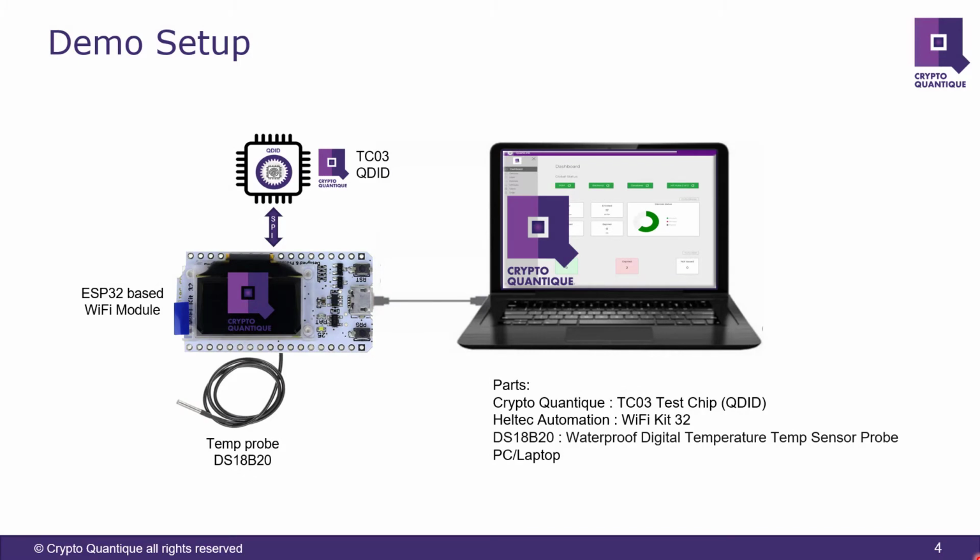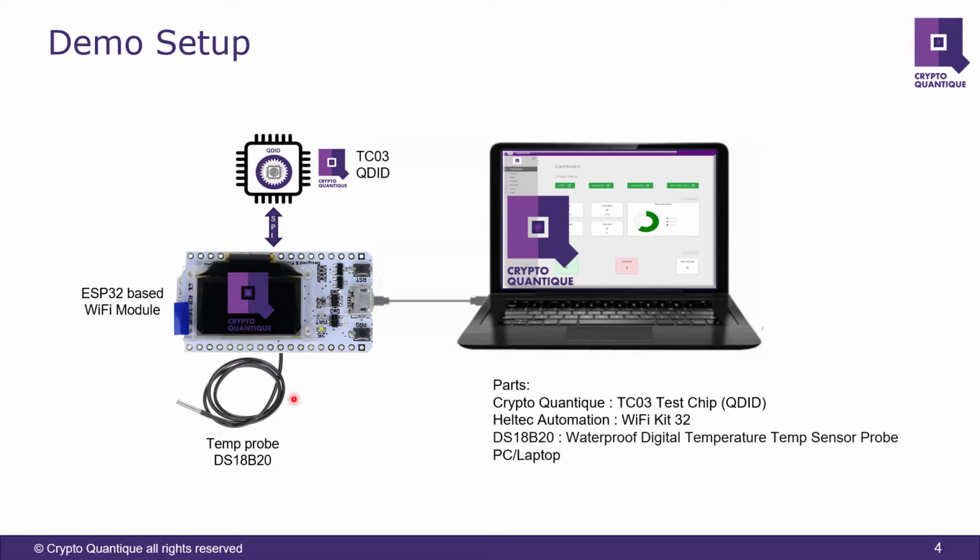Let's have a look at the demo setup that we have for today. Here you can see I have a Wi-Fi module. This is simply to allow us to connect really easily to a network. The Wi-Fi module has an SPI interface to one of our test chips. Inside the test chip is a microcontroller and several QDID arrays. This test chip allows me to extract random seeds from the QDID array and therefore generate cryptographic keys which I can use to connect to our QuarkLink.